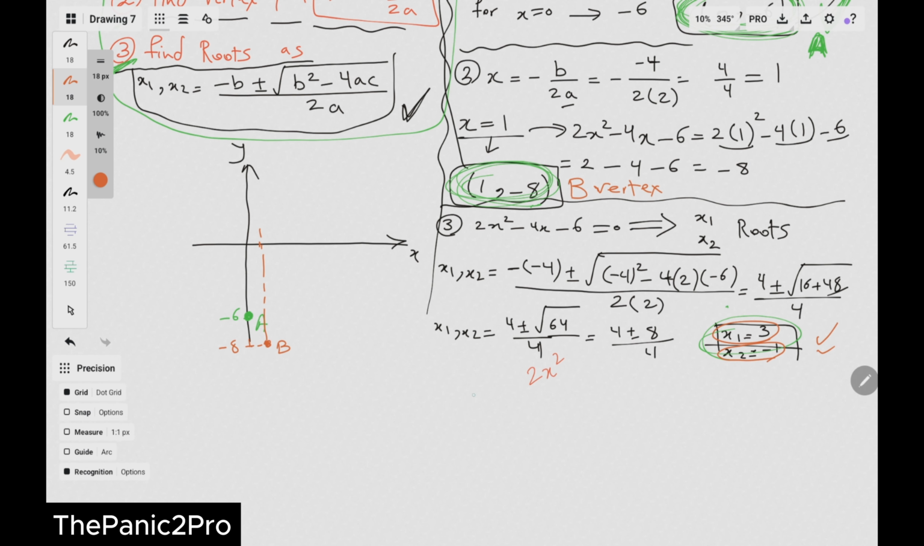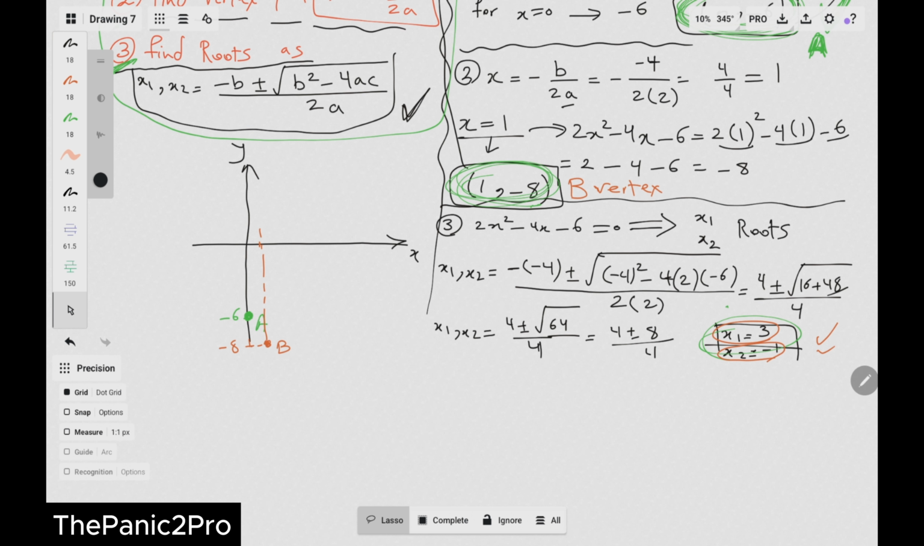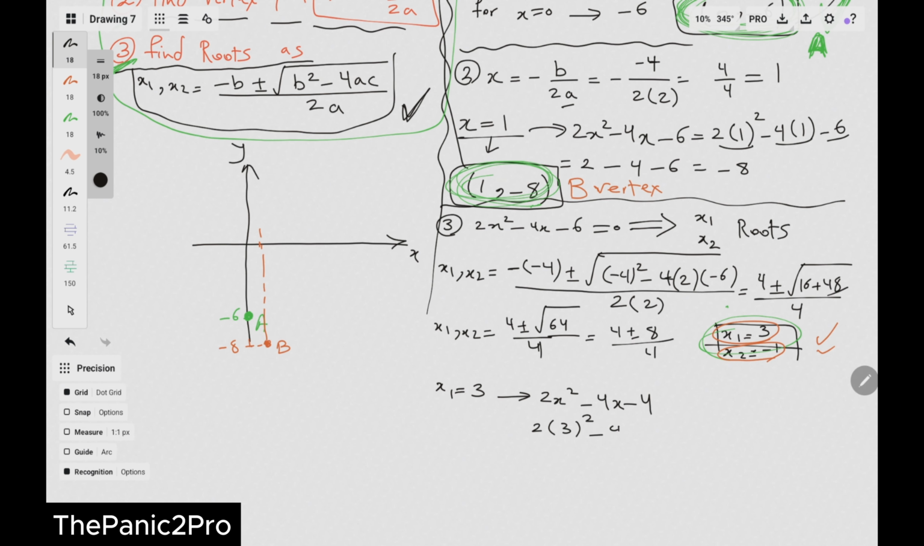So for x = 3, I'm going to put it in my example, which was 2x² minus 4x minus 6, which is 2 times 3 squared minus 4 times 3 minus 4. So the answer would be 18 minus 12 minus 4, which is 2. So another point would be 3 and 2.